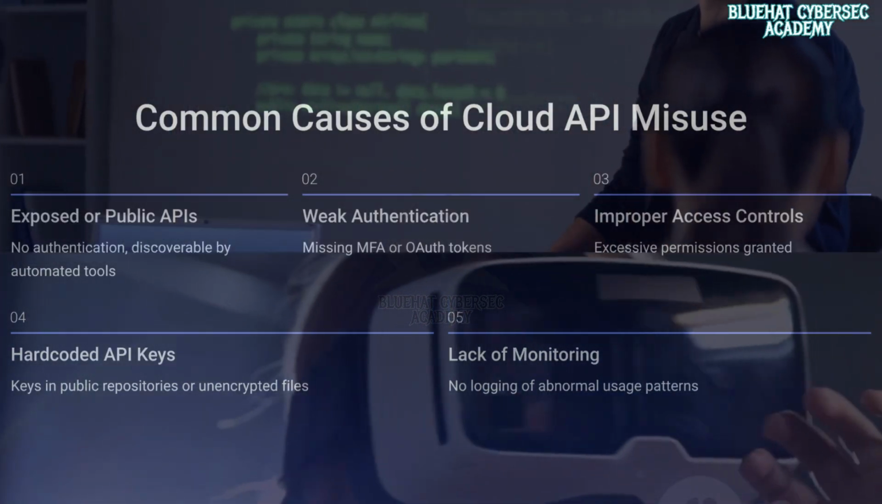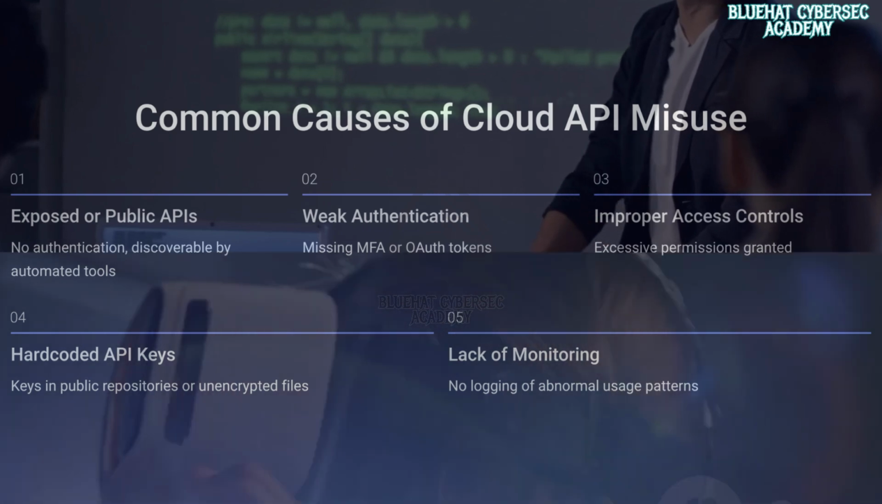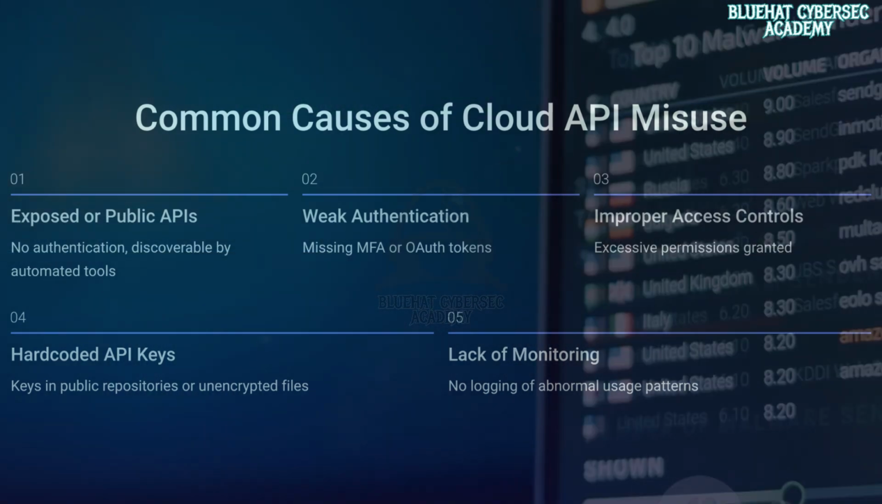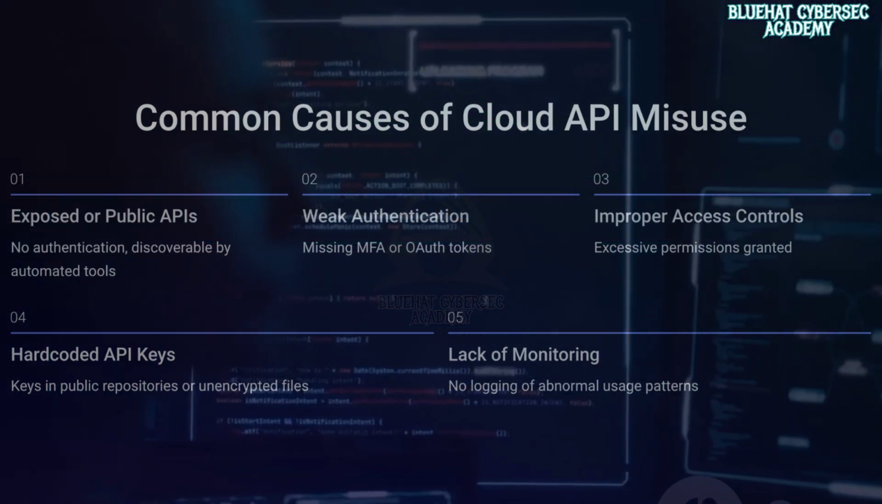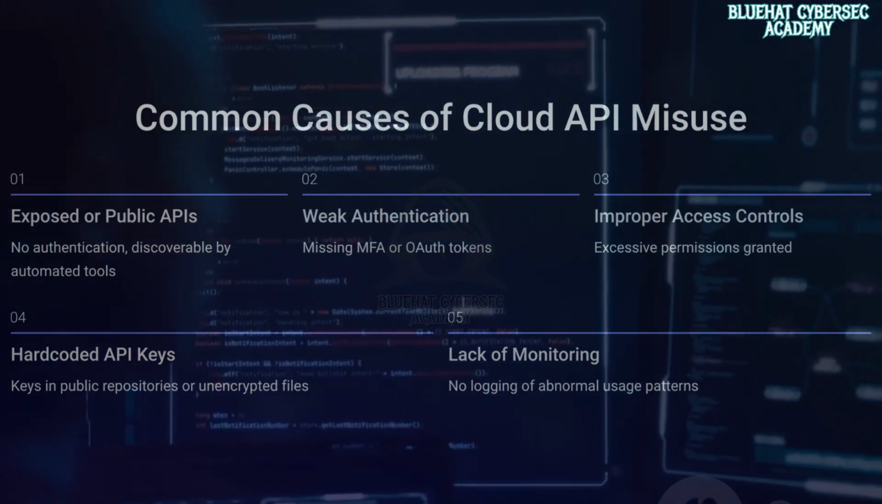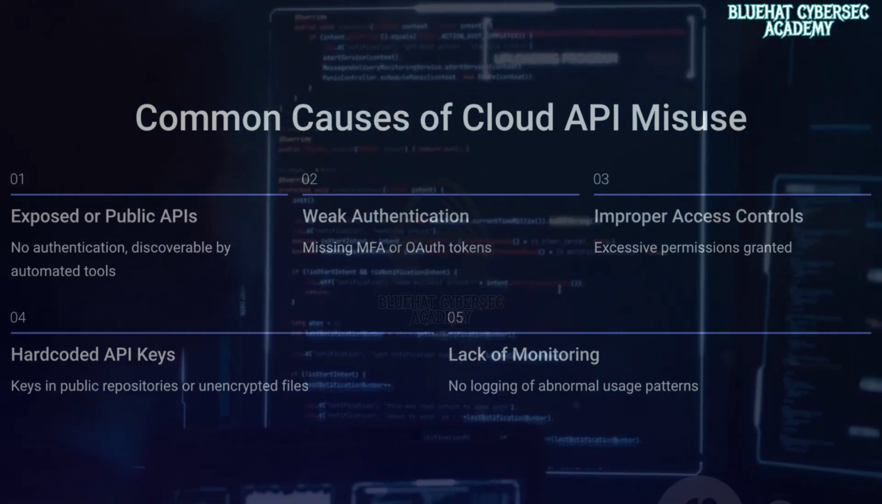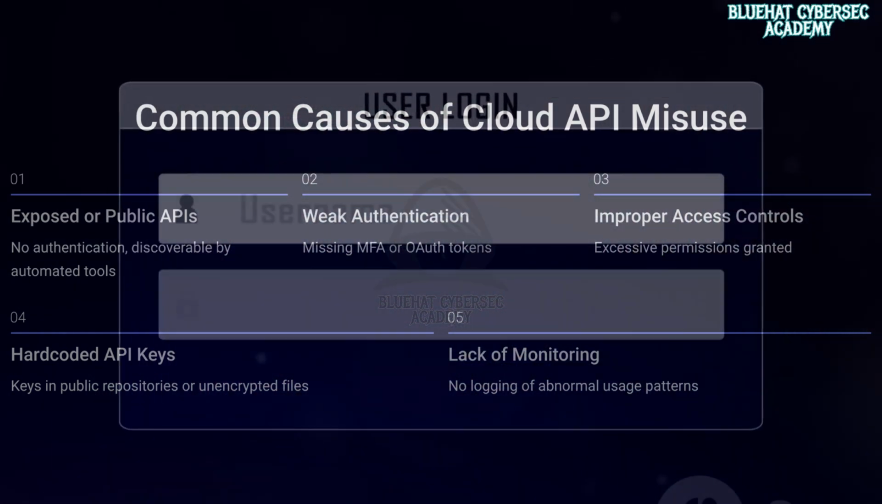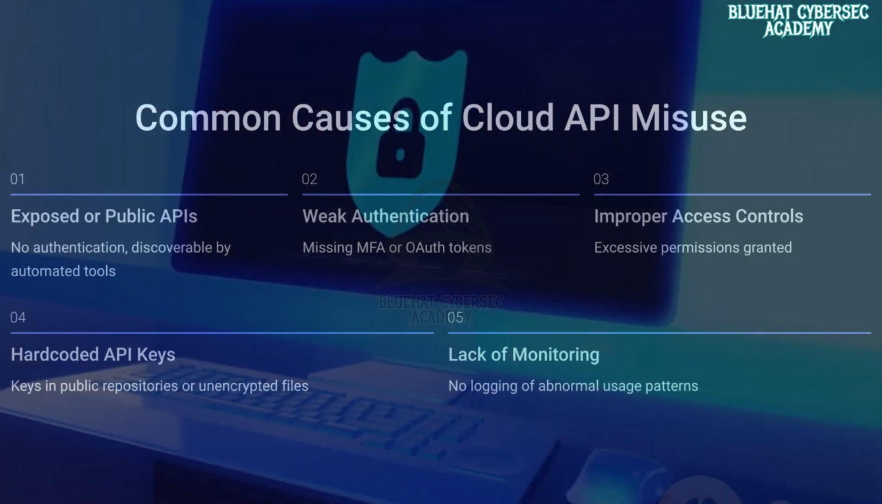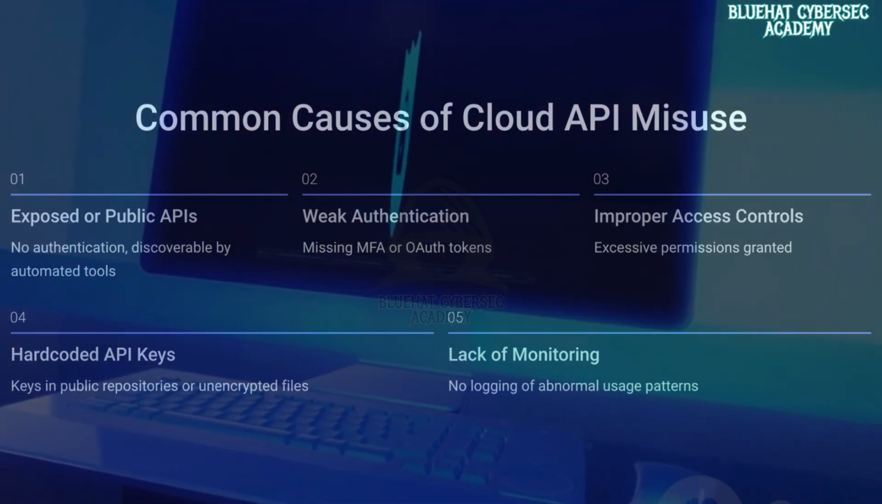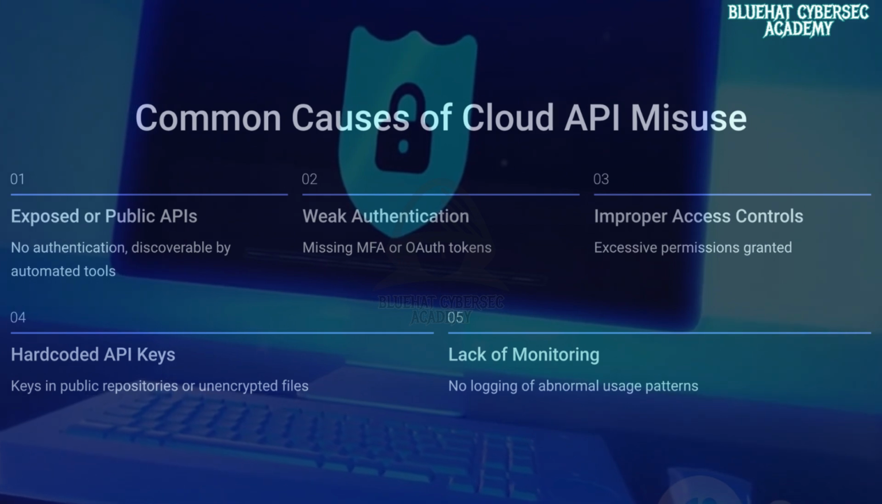Let's explore some of the most common causes of cloud API misuse. First, exposed or public APIs. Sometimes APIs are left publicly accessible without authentication. Attackers can discover these endpoints using automated tools and extract sensitive data or perform malicious actions. Second, weak or missing authentication. APIs without strong authentication, like multi-factor authentication or OAuth tokens, are easy targets for attackers. Third, improper access controls. Giving too many permissions can allow attackers to escalate privileges or access confidential data.